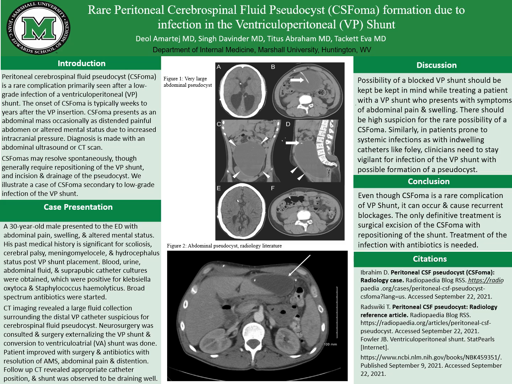We illustrate a case of CSFoma secondary to a low-grade infection of the VP shunt. A 30-year-old male presented to the emergency department with abdominal pain and swelling and altered mental status. His past medical history was significant for scoliosis, cerebral palsy, meningomyocele, and hydrocephalus. A shunt was placed in the ventriculoperitoneum.